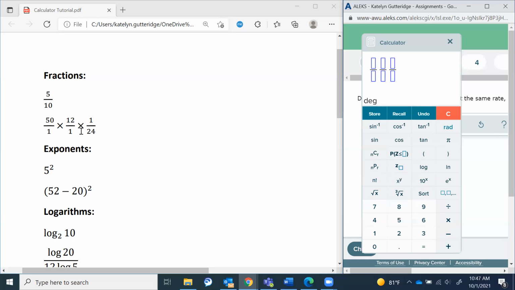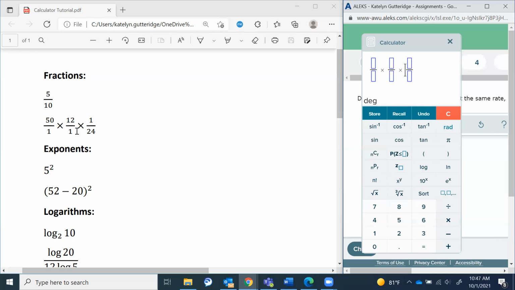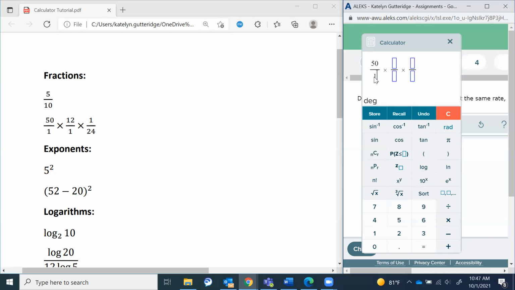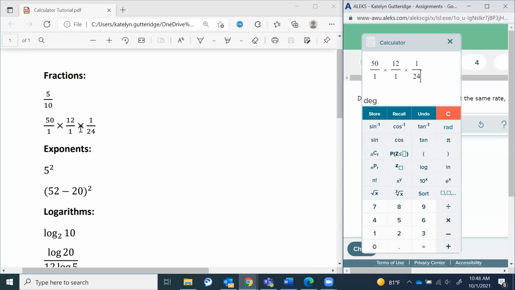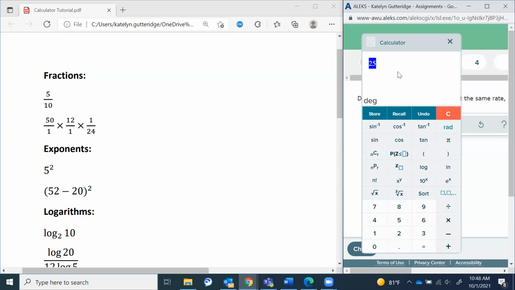So if I was going to do the second problem where I want to take 50/1 times 12/1 times 1/24, I'd build my 3 fractions. I'd put my operation of times in between them, the x, just like on my piece of paper. And then I'm going to go in and fill in the values. So I have 50 over 1, 12 over 1, 1 over 24. Looks just like I have it on my piece of paper here. They match. So then I'd hit that equal sign and get out my final answer.